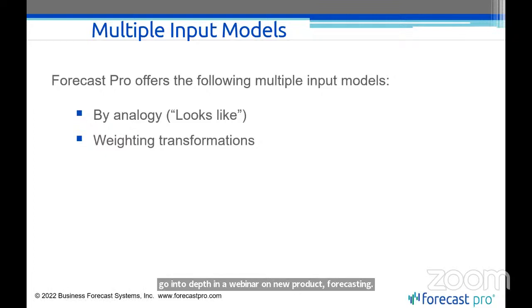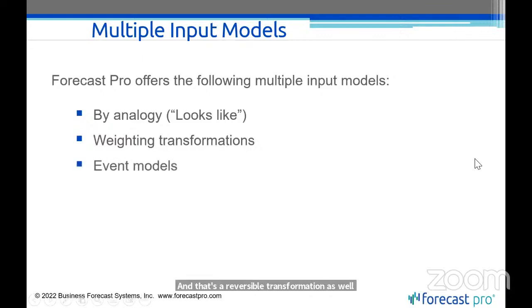Another multiple input model is what's called the weighting transformation. We're going to take a look at this in a couple of slides, but basically it's an example of what's called a reversible transformation, where you define a set of weights, you take your input demand history, you divide by those weights, and you forecast that new de-weighted series. Why would that be useful? Well, in a few slides, I'll explain why that would be useful. It's one of many reversible transformations. There are others that are available both in Forecast Pro and elsewhere. Sometimes it's common for people to take a log or a square root of the data, depending on how the variation works with the time series at hand. And that's a reversible transformation as well. But again, we'll see an example in a minute.